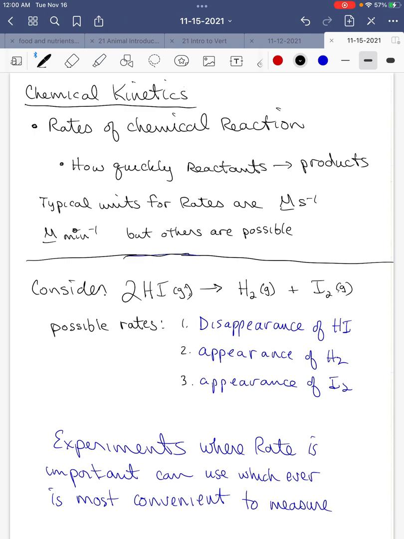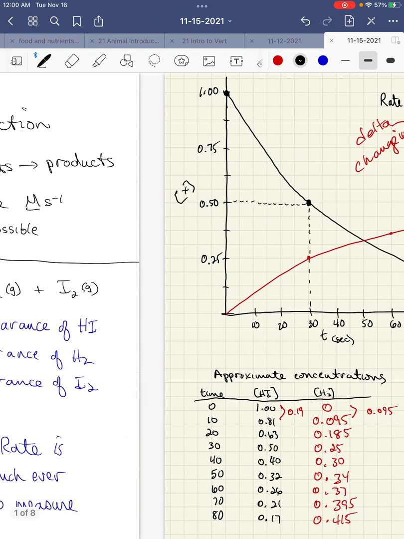So here's an equation. 2HI gas makes hydrogen gas plus iodine gas, and we could measure the rate of disappearance of the HI, or the rate of the appearance of H2, or the rate of appearance of I2, whichever is the most convenient is what we'll use, and it doesn't matter. Once we know one, we can calculate the others from the stoichiometry. So we will try to remember that equation as we move on to the next page.